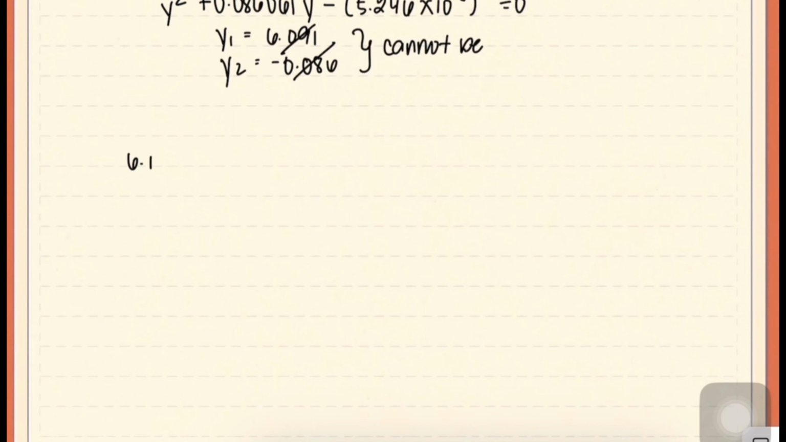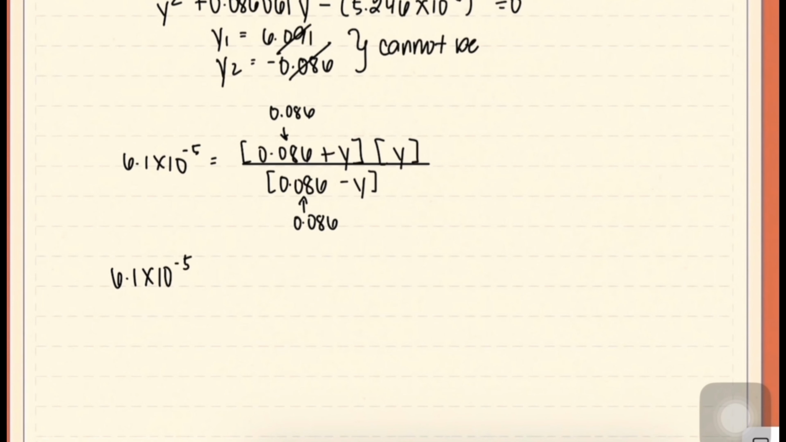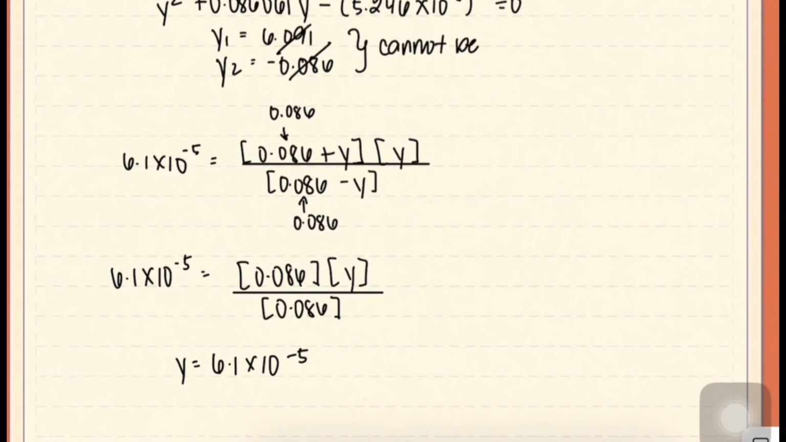So because of this, na both yung values ng ating y will lead us to a negative concentration, nagagamit naman tayo ngayon ng approximation. So 6.1 times 10 raised to negative 5 is equal to 0.086 plus y times y all over 0.086 minus y. This means that we will approximate the values of 0.086 plus y and 0.086 minus y is also equal to 0.086. Using this equation, pwede na nating ma-solve yung value ng ating y which is 6.1 times 10 raised to negative 5.